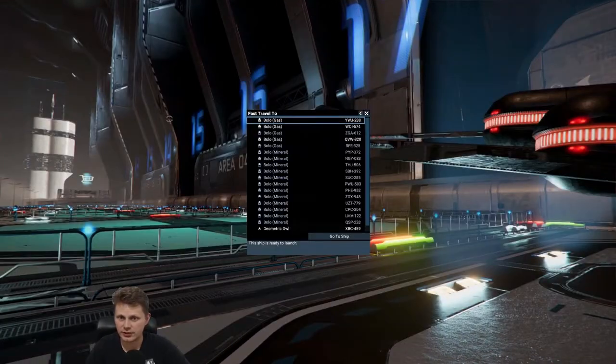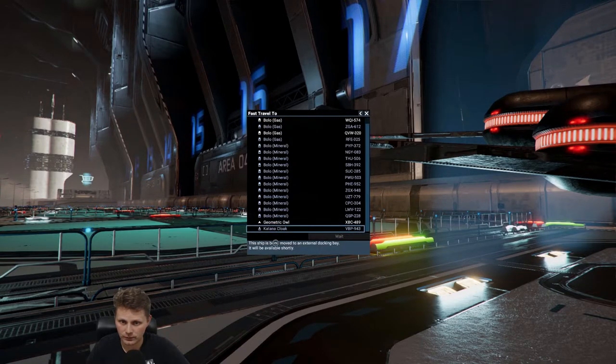And let's shift D and we'll go for the katana cloak. What you can hear now is that the ship is being moved into an external docking bay. So it takes a bit. Hopefully it will happen fine. Will be available shortly, so let's give it some time.